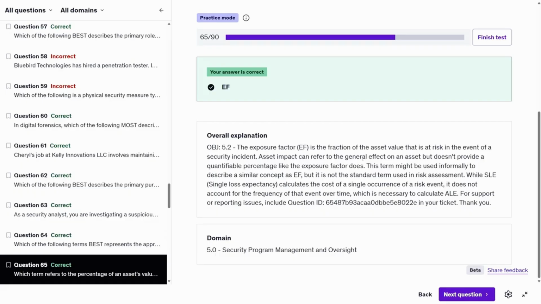Asset impact can refer to the general effect on an asset, but doesn't provide a quantifiable percentage like the exposure factor does. This term might be used informally to describe a similar concept as EF, but it is not the standard term used in risk assessment. While SLE, single loss expectancy, calculates the cost of a single occurrence of a risk event, it does not account for the frequency of that event over time, which is necessary to calculate ALE.